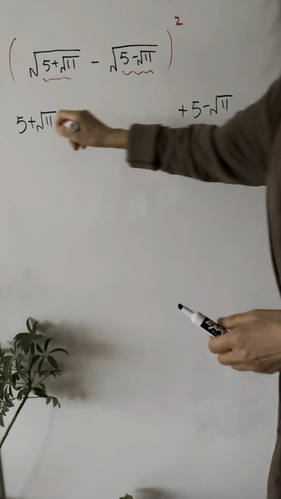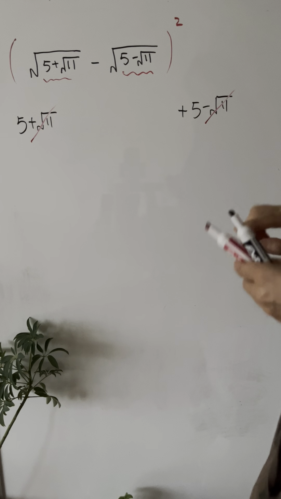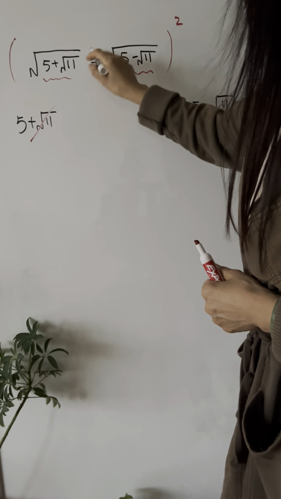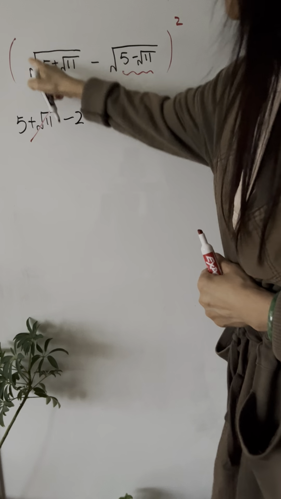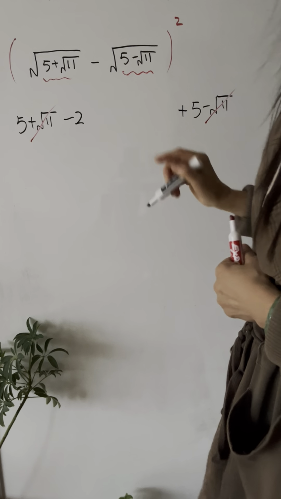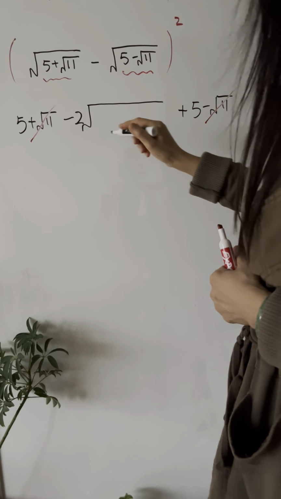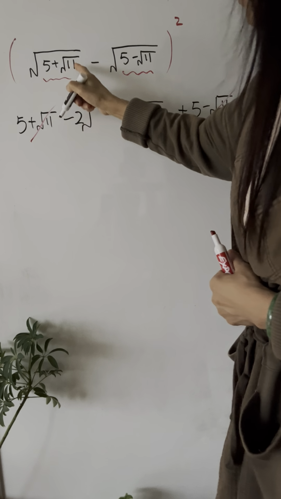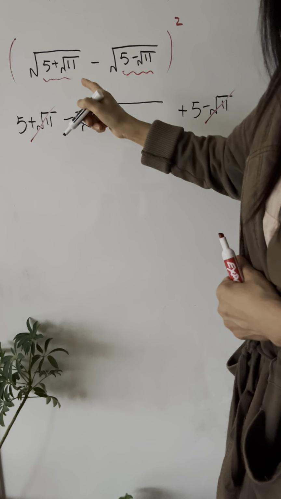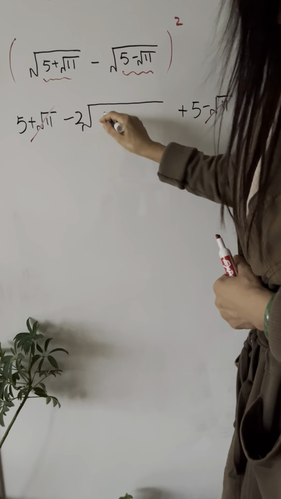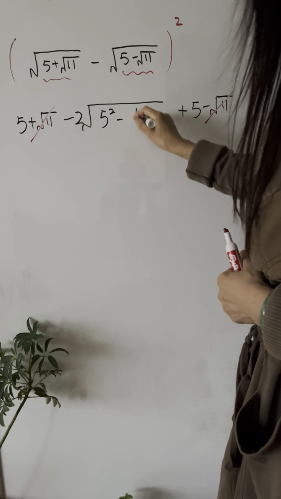And then we see this positive and this negative cancel each other. So the middle term, because this is a minus, we get negative 2 times this one and this one, the product of those two. So the product of those two is 5 plus square root 11 times 5 minus square root 11, which is the difference of 2 squares, which is the first one squared, 5 squared, minus square root of 11 squared.